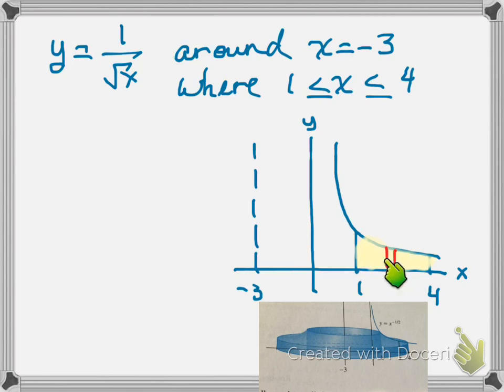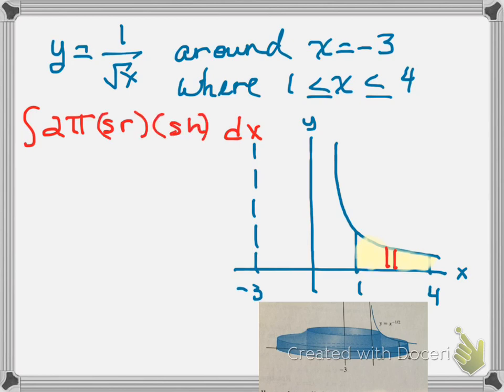So if I have a vertical partition, remember vertical partitions always mean dx, and my formula is 2 times pi times shell radius times shell height. And so my shell radius in this problem is going to be the distance from here. Here's the line x equals -3, right here in the 3D picture, over to where my partition is. And so here, that's going to be the distance from here over to here.